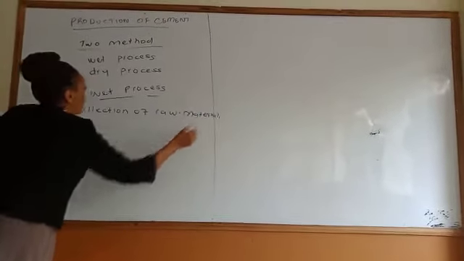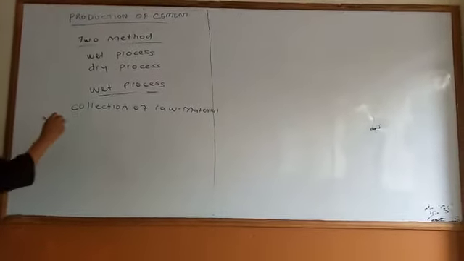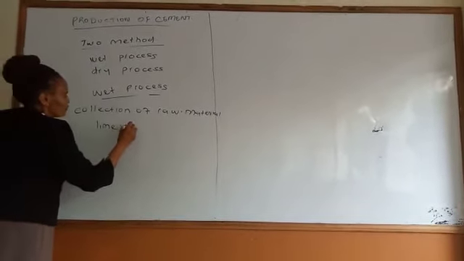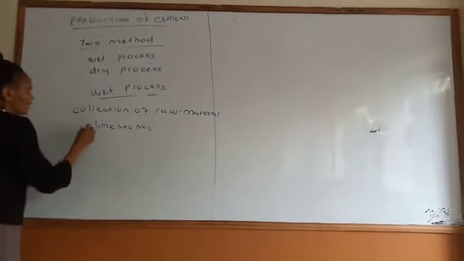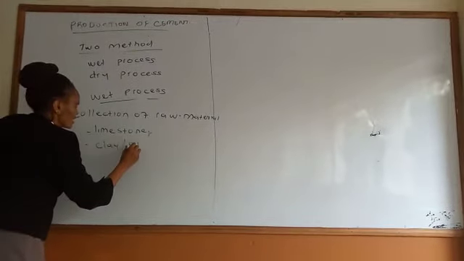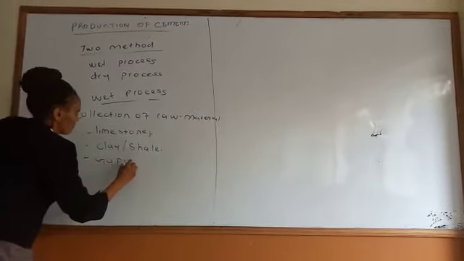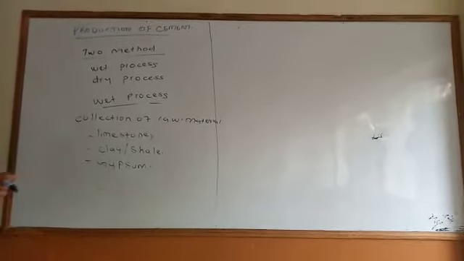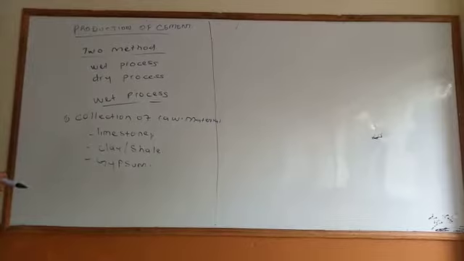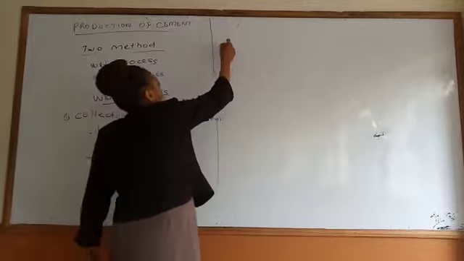The raw materials for the wet process of cement production are 3. One of them is the limestone, the other one is clay, and the last one is gypsum. Those are the raw materials for the production of the cement.